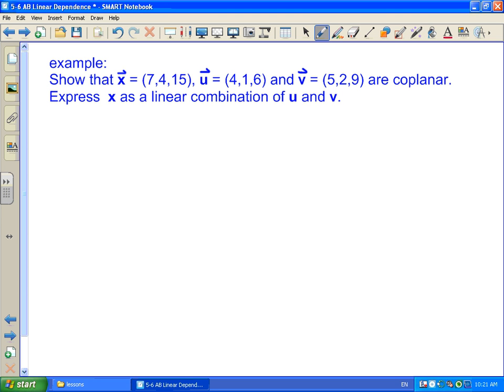Before we do that, show x, u, and v are coplanar.